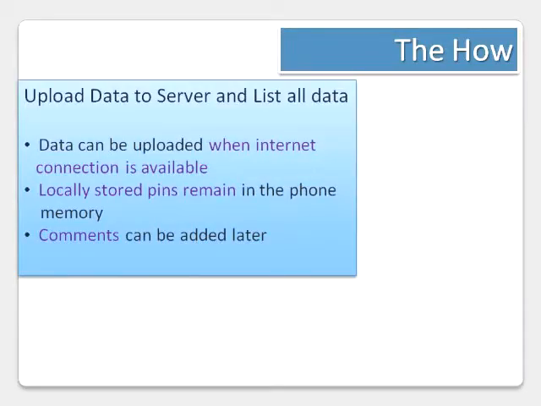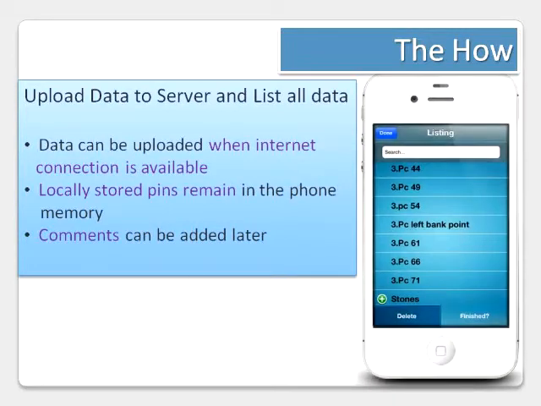Anything could be there. Then coming back to the hotel or wherever the internet cafe is, you can upload the data to the server and list all the data. Now, data can be uploaded when an internet connection is available. But before and after that, the data still remains in the phone. In case you made a mistake, or it's not uploaded properly, it's still there, very safe in your phone. Of course, if you lose it, then it's your problem. But if you don't lose it, it's there for you.